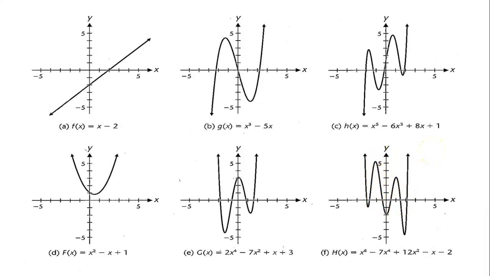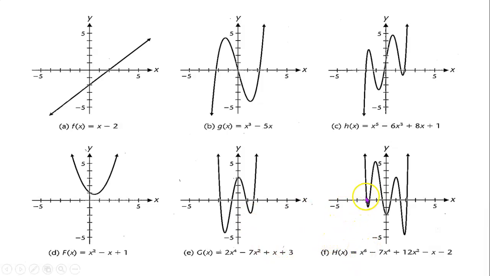Now, some degree 6 polynomials don't have that many. Some don't have 5 turning points, they have less than that, but they're never going to have any more than that. So the degree of a polynomial tells you how wiggly the graph can get, how many turning points at most it can have. That would be 1 less than the degree.